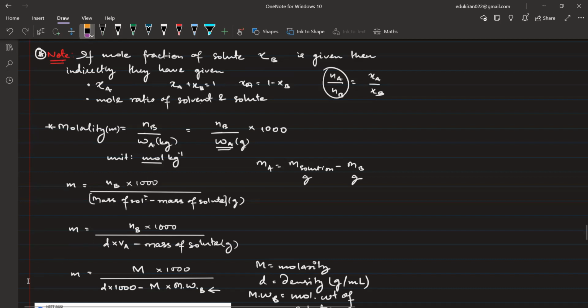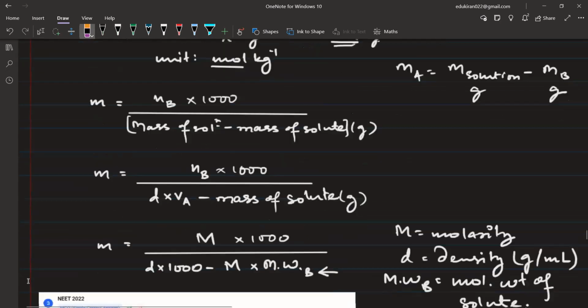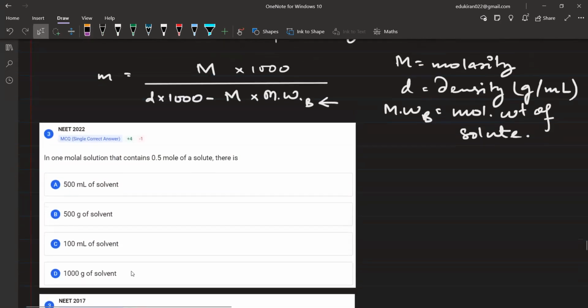Okay, I hope everyone is done writing. Try this first question, very easy. In a 1 molal solution that contains 0.5 moles of solute, there is how many? This is the concentration of the solution. This is the number of moles of the solution. Okay, it is 1 molal, but 0.5 moles of solute. Then what is the?